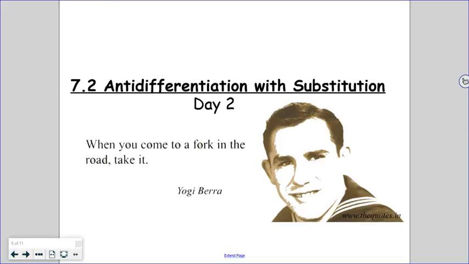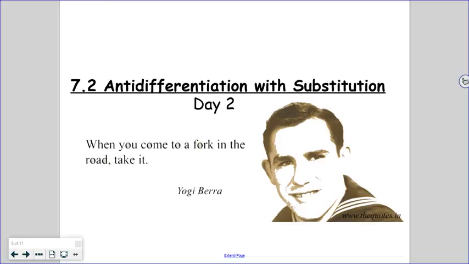So in the words of Yogi Berra, when you come to a fork in the road, take it, which means when you're doing u substitution, try something. Try letting u equal something. And if it doesn't work, go back to your fork in the road and take the other way.